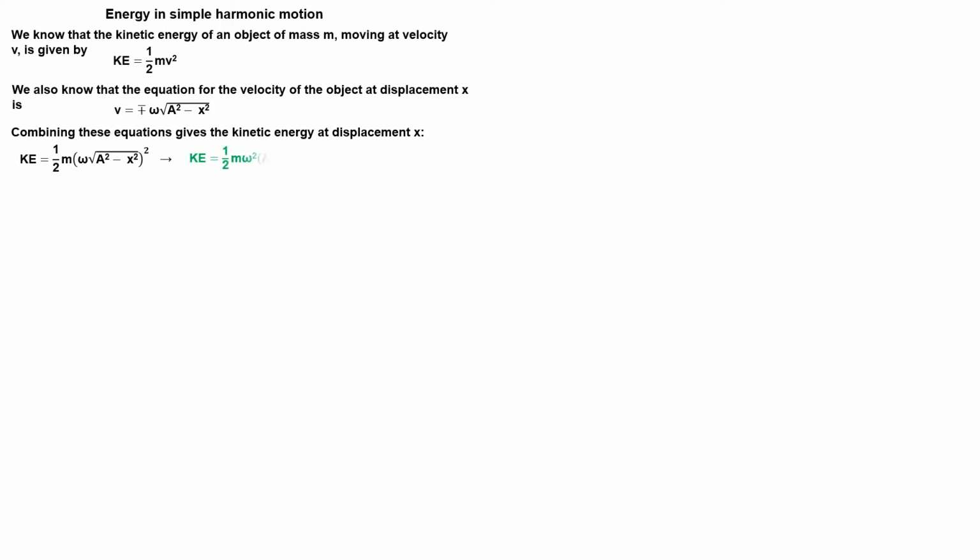We know that the kinetic energy of an object of mass m moving at velocity v is given by. We also know that the equation for the velocity of the object at displacement x is. Combining these equations gives the kinetic energy at displacement x. Pay attention. Kinetic energy as a function of position in simple harmonic motion, and the graph below illustrates this. The parabola represents the kinetic energy of an object in simple harmonic motion.